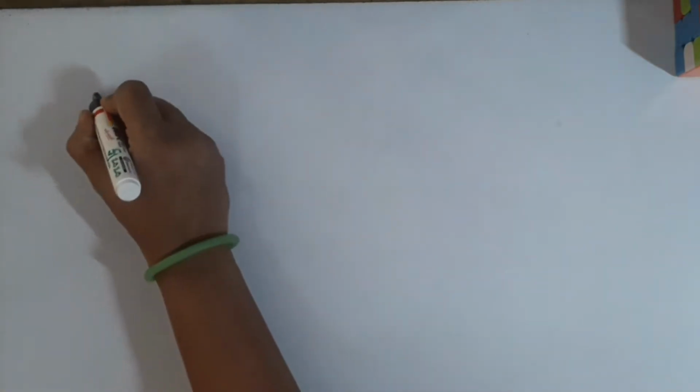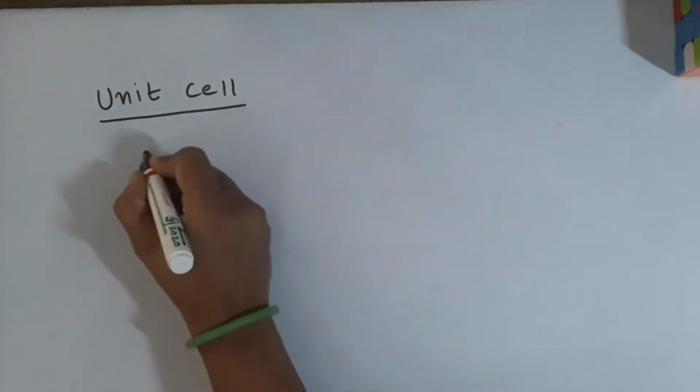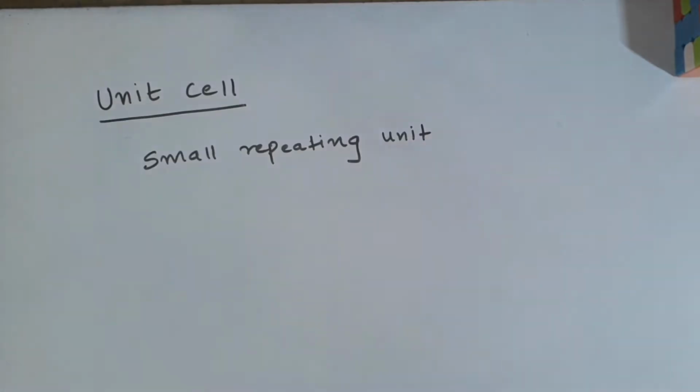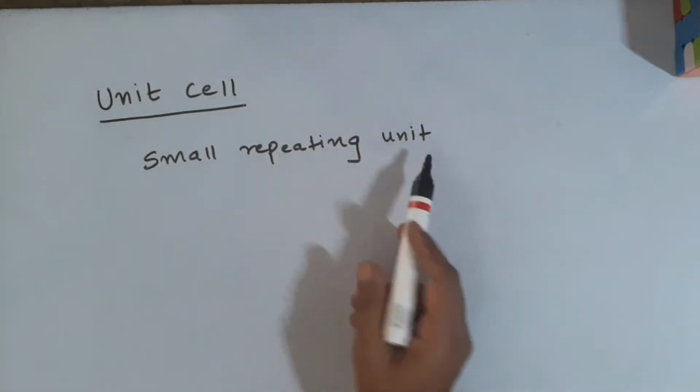Hello everyone. Today we are going to start with the topic unit cell and different types of unit cells. So let us understand the meaning of the word unit cell first. The definition of unit cell can be written as the smallest repeating unit. So unit cell means the smallest repeating unit of any crystal system.